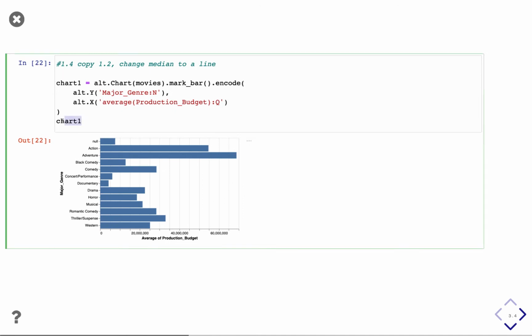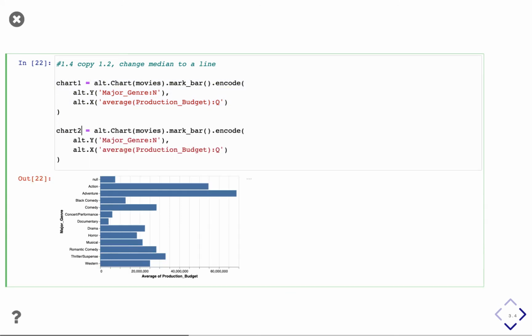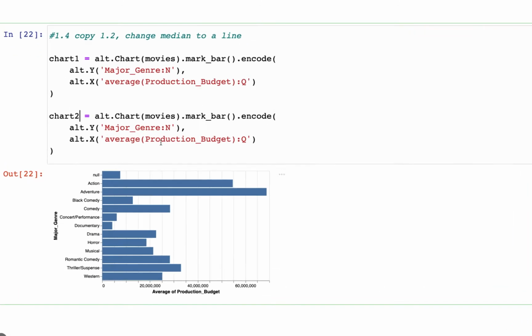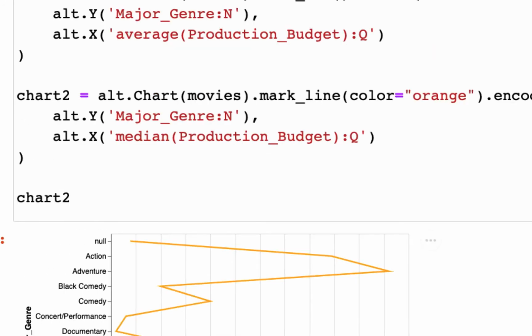So chart number 2 is very similar. So let's just copy and paste this. Chart 2. And we're going to use median over here. And we want a line chart instead of a bar chart. And we want it to be orange. Let's just look at this and see what it looks like. Okay, perfect, good.